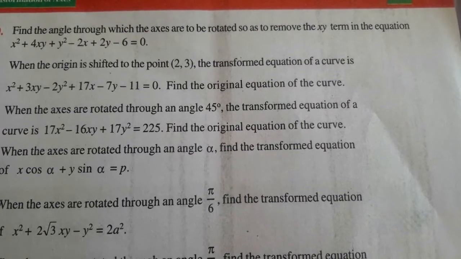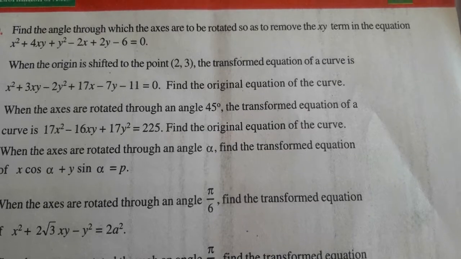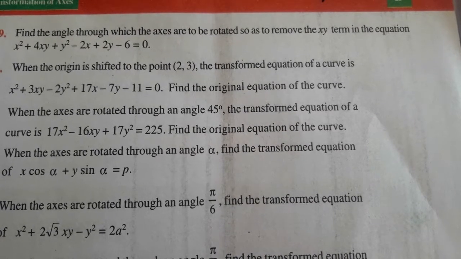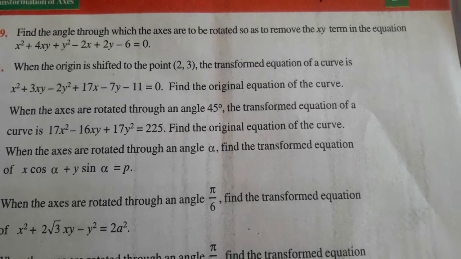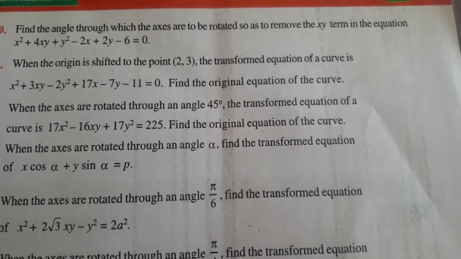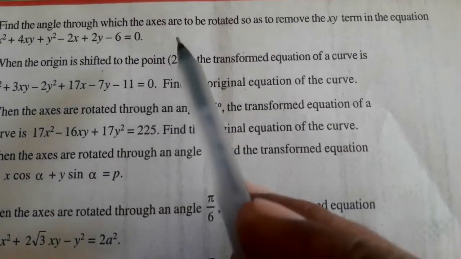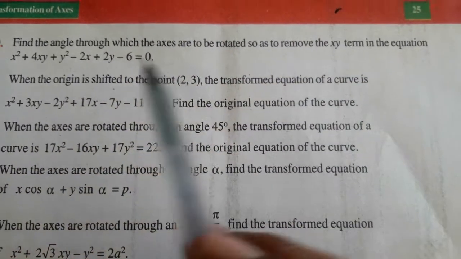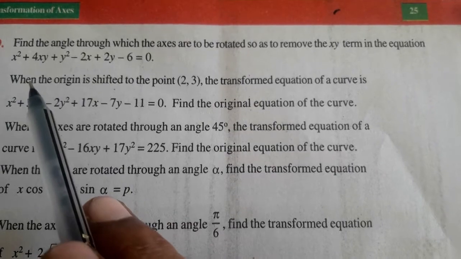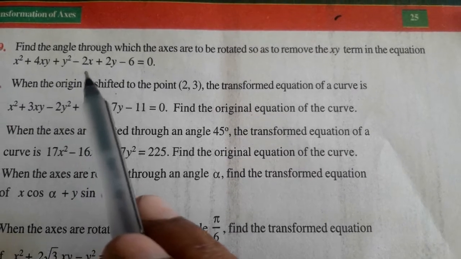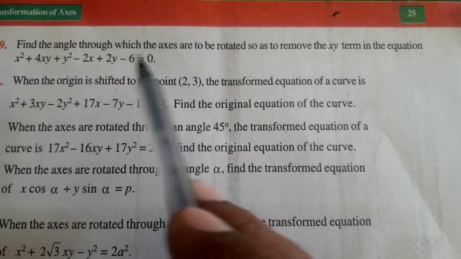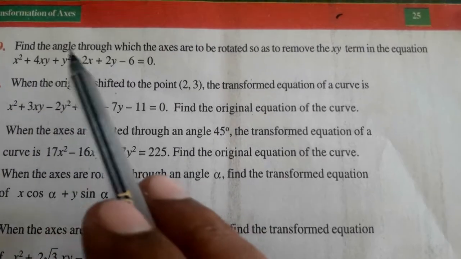Hi my dear friends, in this video we are going to learn Intermediate 1B Maths, chapter number 2, Transformation of Axis, first exercise, question number 9. Find the angle through which the axes are rotated so as to remove the xy term in the equation x square plus 4xy plus y square minus 2x plus 2y minus 6 is equal to 0. So here we have to find the angle.